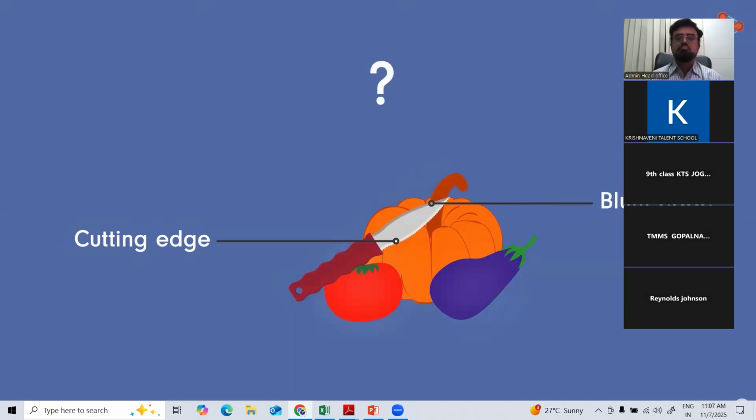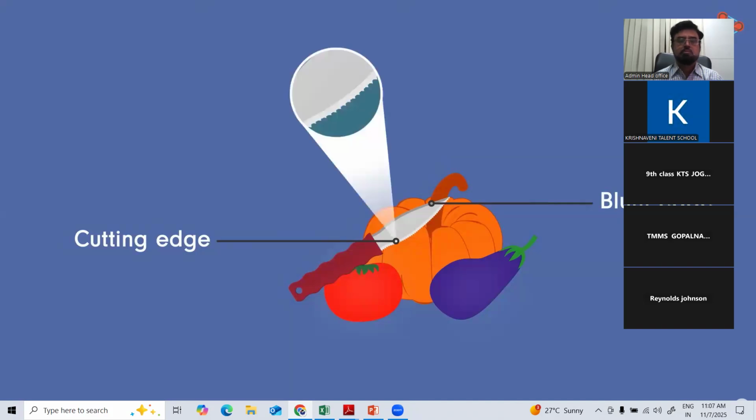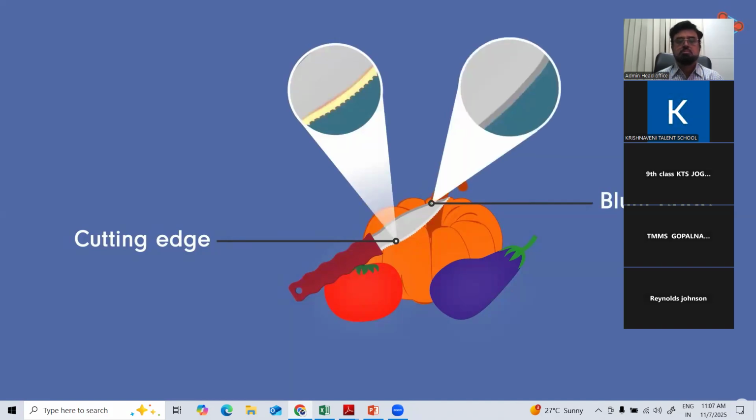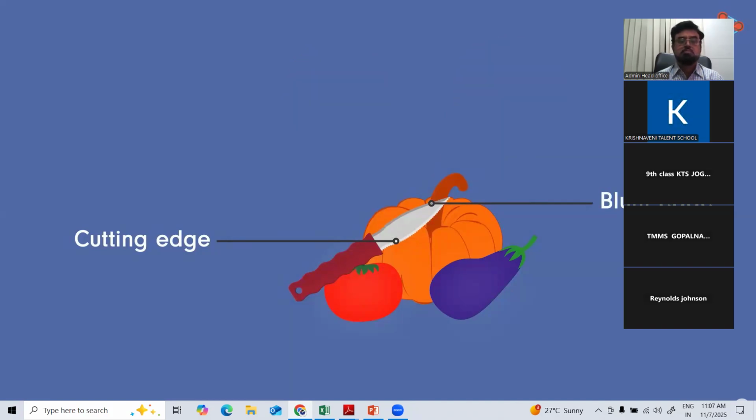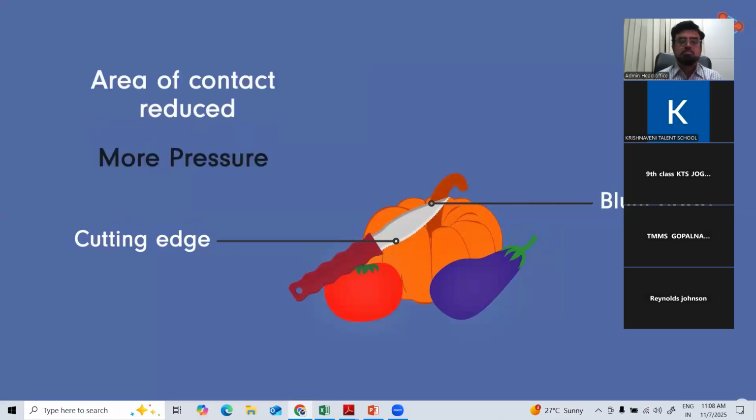Well, at first sight, the two edges might look the same to us. But if you look at them carefully, the cutting edge has small triangle-like shapes with sharp outer points. The other edge has none of these. So if you cut a vegetable with the cutting edge, the area of contact between the vegetable and the knife is greatly reduced. Hence, more pressure is applied on the vegetables using the cutting edge of the knife.